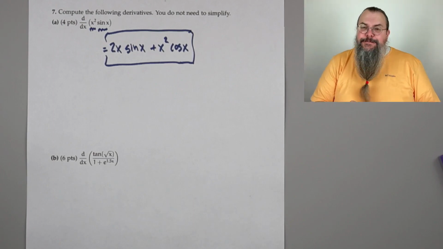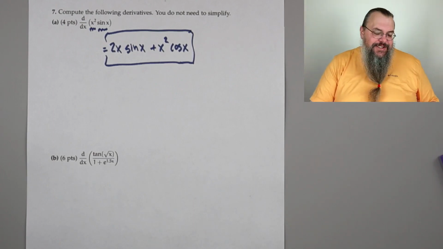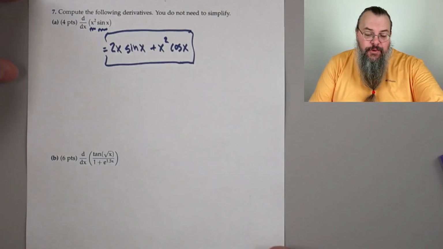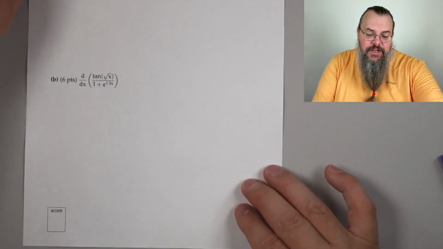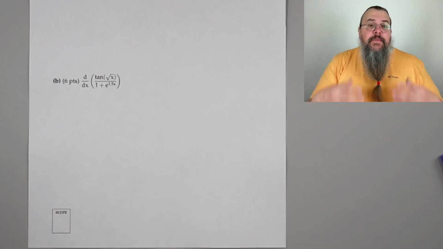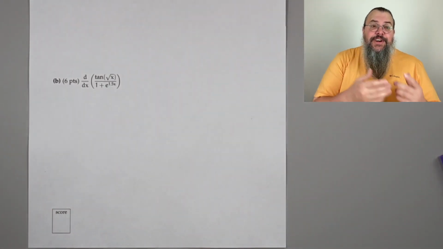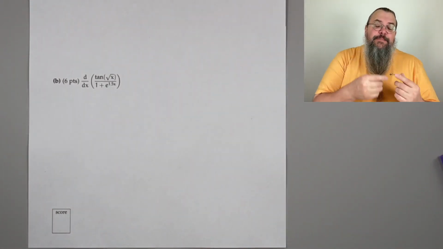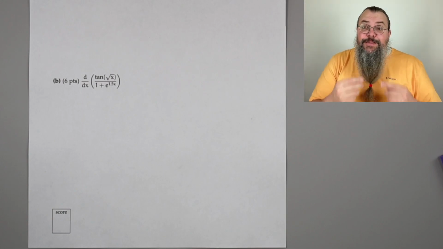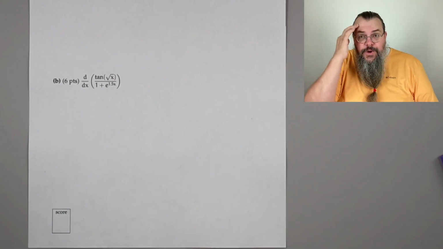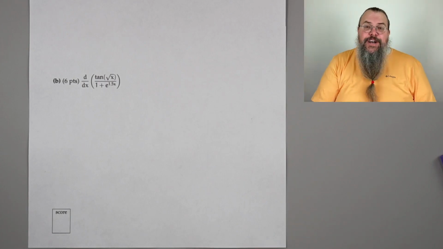Part B will probably be a little bit more challenging. And, well, it's worth more points, so that's a good sign. That's going to be more challenging. So, find the derivative of tangent of square root of x divided by 1 plus e to the 1.5x. Whew! Even just saying it, it sounds more complicated.